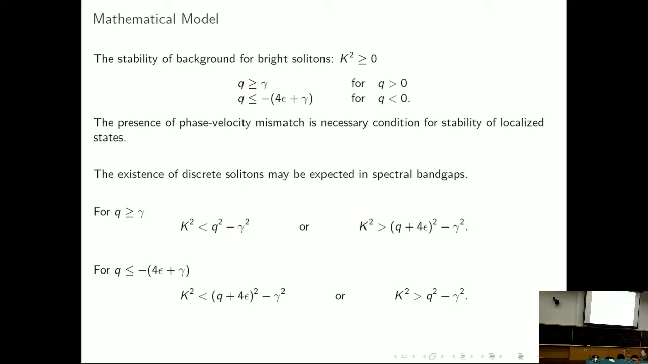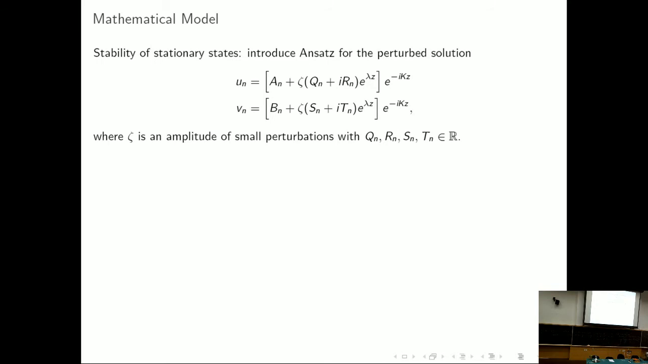Now the existence of solutions, of solitons, depends very much on this spectral band gap. So from here again, for q positive we have two intervals, and for q negative we have two intervals, given by that one or that one, and that one or that one. So it's quite technical. Okay, so that's the stability for the zero solution.